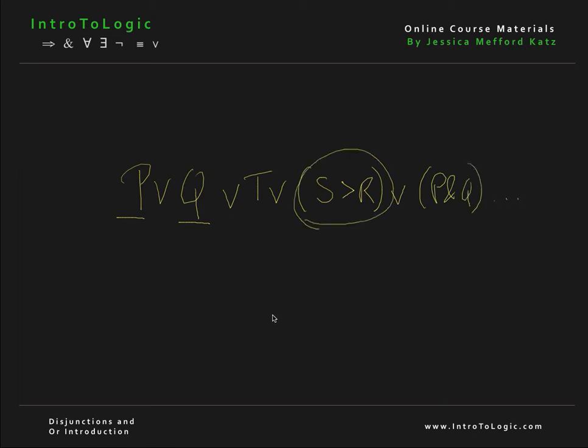Now another thing to keep in mind is that the disjuncts need not be single letters. Notice that here we have two complex disjuncts. We have a conditional, if S then R, and we have a conjunction, P and Q. So disjuncts can be very complex, or they can be as simple and just a single letter. So be sure to keep these in mind when we're learning more about disjunctions and or introduction.